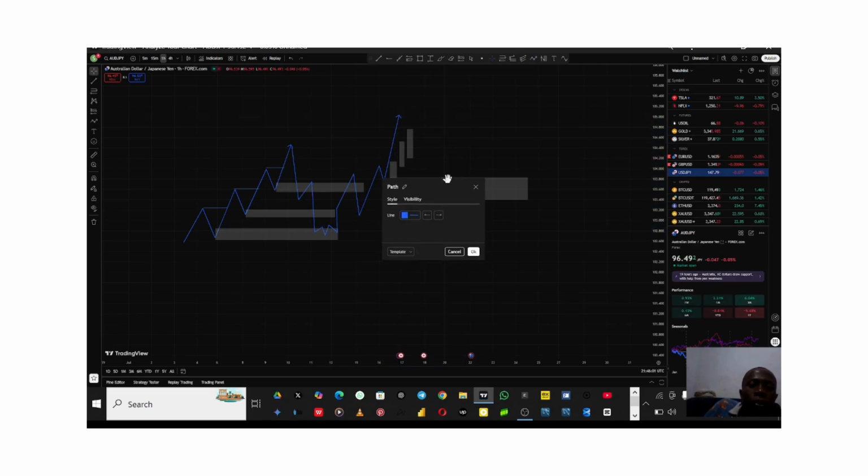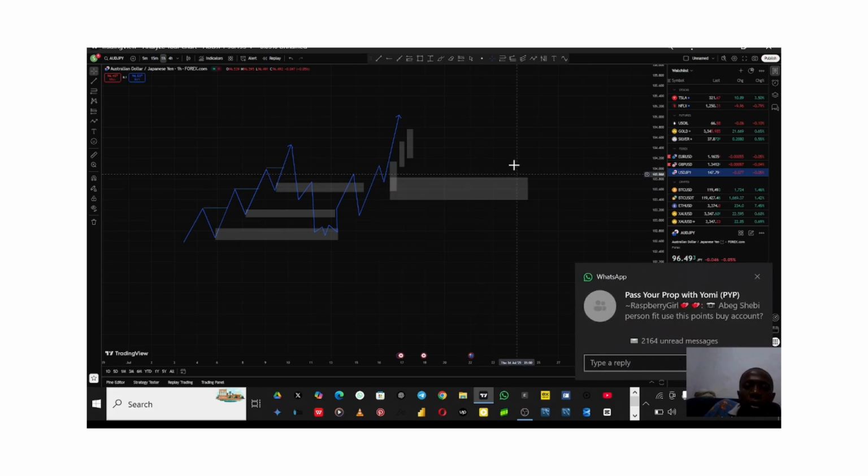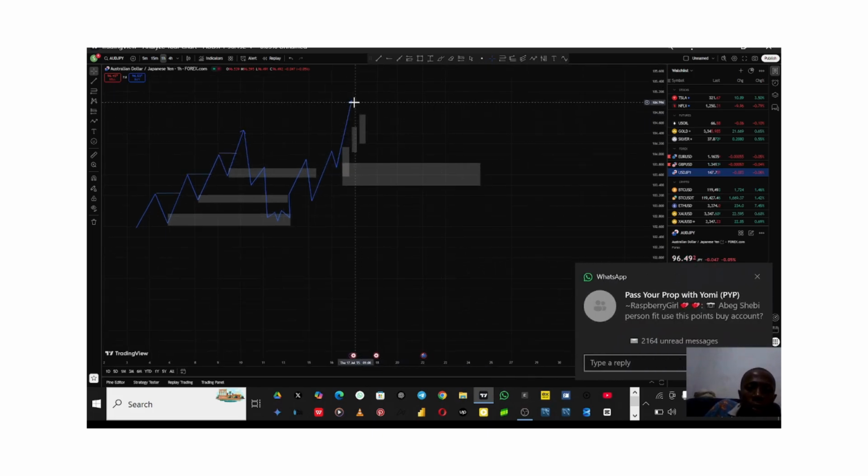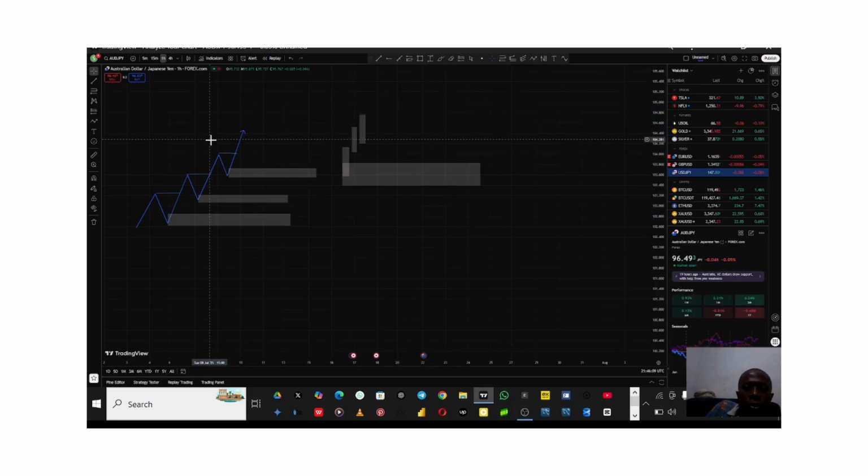So for you to identify a valid order block, there must be an impulsive move and there must be an FVG. So let's go into this chart. Let me show you guys how to identify it.